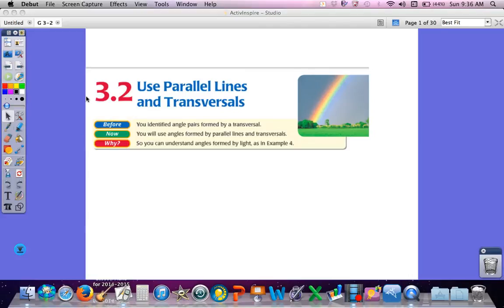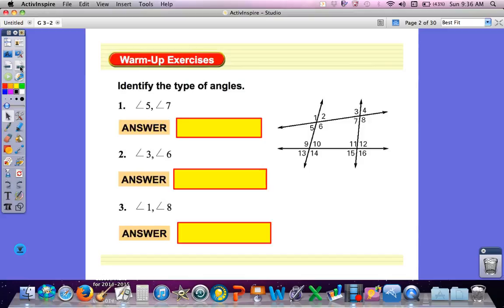Okay, here we go. We are ready to go over lesson 3.2, using parallel lines and transversals. In 3.1 we identified angles formed by transversals. Now we're going to look at angles formed by transversals where the lines are parallel. Yes, we're going to get into some theorems here, one of my favorite lessons.